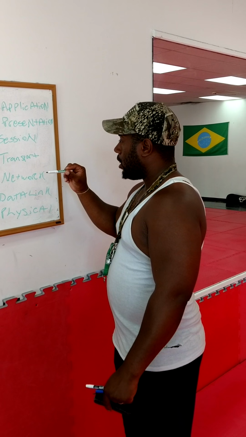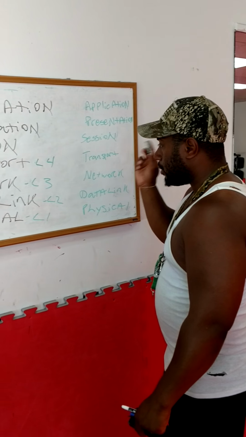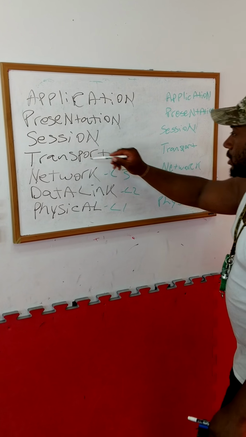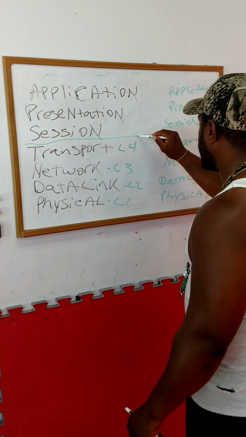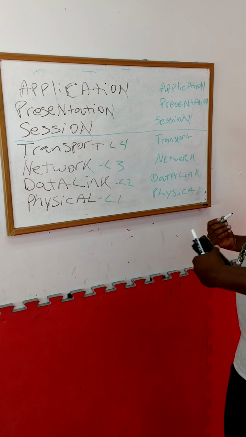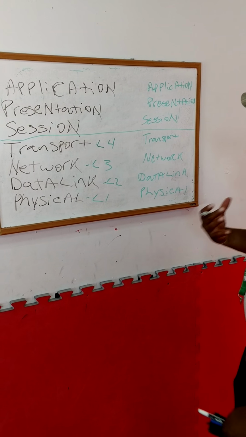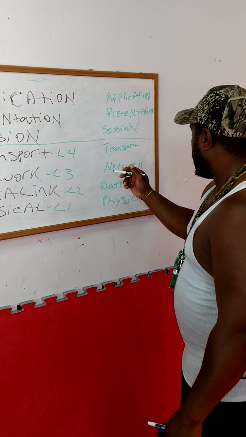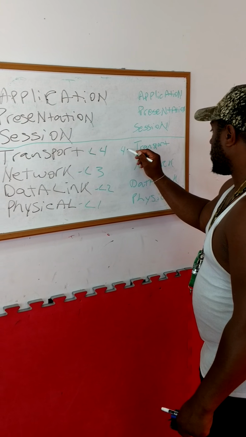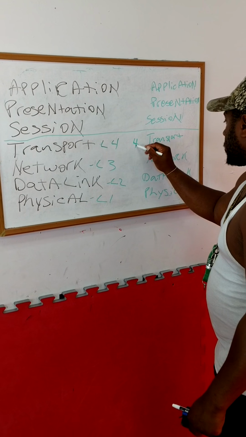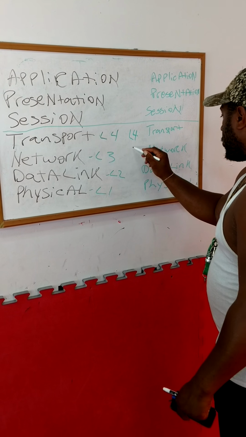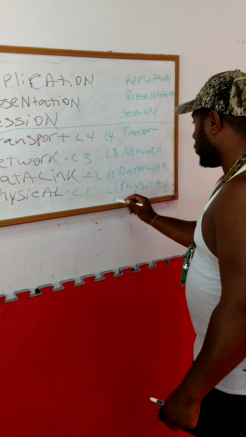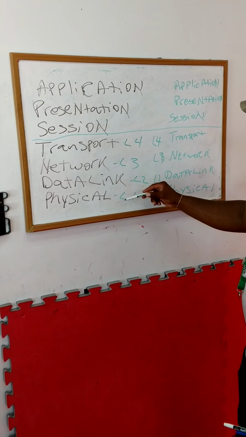Okay. You have to have this ingrained into your psyche. The bottom layers, the core, or I'm going to call it the core layers. I'm going to coin that term, the core layers. Layer 4. My apologies. Layer 4. Layer 3. Layer 2, and layer 1. Transport, network, data link, and physical.